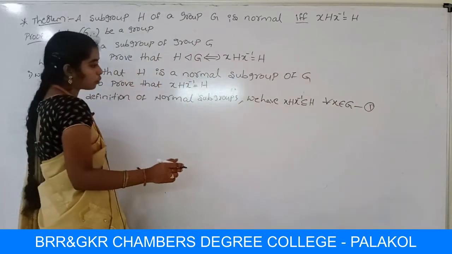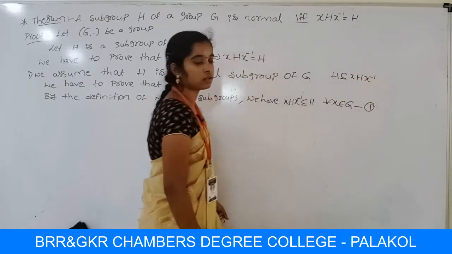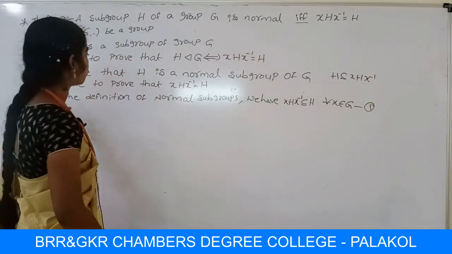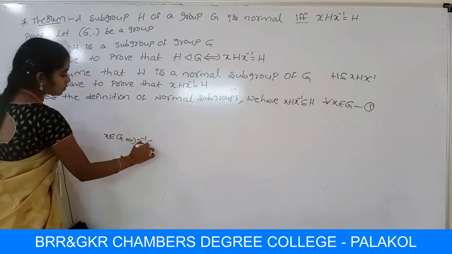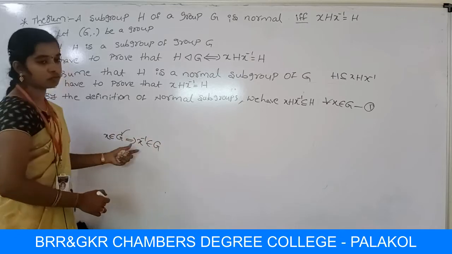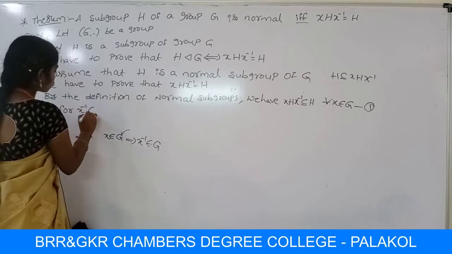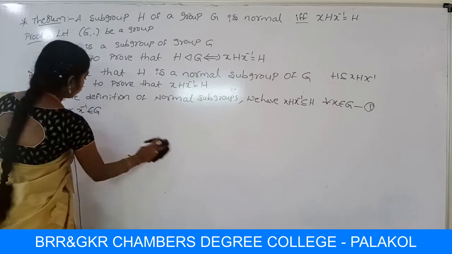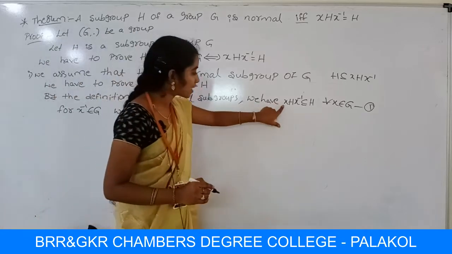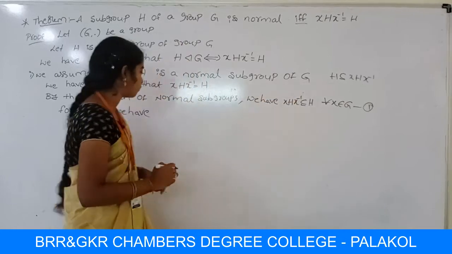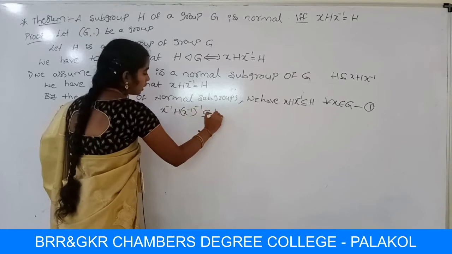Next we have to prove H contains X H X inverse. Already you know that Z is a group. So let us consider an element X belongs to Z. That implies X inverse belongs to Z, since Z is a group so the inverse property exists. So for X inverse belonging to Z, we have X inverse H, X inverse whole inverse, contains H.